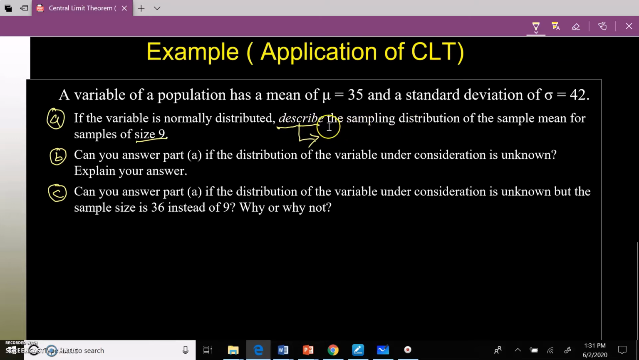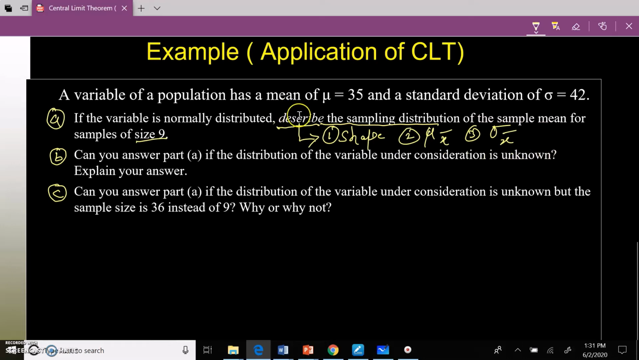What do you mean by describe the sampling distribution? It means give me three things. Number one, give me the shape. Number two, give me the mean of the sampling distribution. And number three, give me the standard deviation of the sampling distribution, which is also called the standard error.